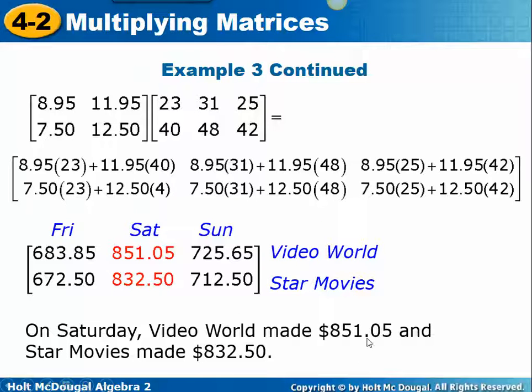This means that Video World made $851.05 on Saturday, and Star Movies made $832.50. So you would be able to identify how much money was made at the two different stores per day.